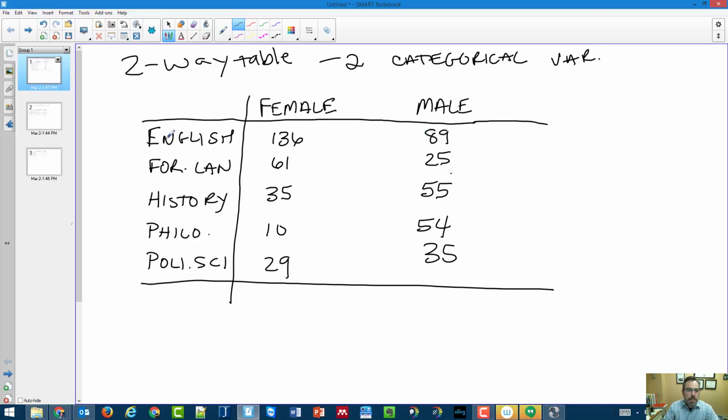So here's an example where they have taken, at a liberal arts college, a look at the graduate students defined by their sex and field of study. So this is one variable that we have right here. This variable is the field of study.